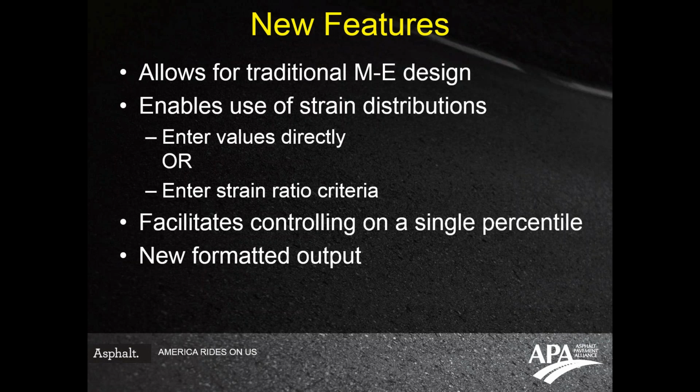Number 2 on the list was we now enable the use of strain distributions, and as I'll show you, we can either enter the values directly or enter strain ratio criteria. We also allow you to control the design on a single percentile value, like I just mentioned with respect to rutting. And as long as we were in there updating the software, we also improved the output format, something that is automatically formatted, so you can put it into a report and that kind of thing. And I'll show you all those features.